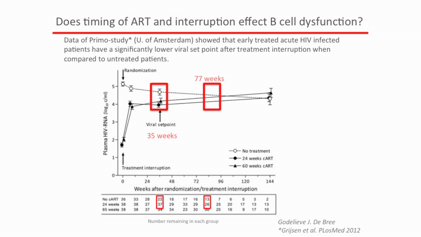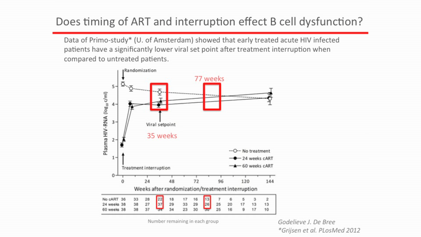So this was the study, and data from the Primo study showed that early treatment of acute HIV-infected individuals have a significantly lower viral set point after treatment interruption when compared to untreated individuals. So essentially what we're doing is comparing this line of individuals who have not been treated with treatment interruption. Individuals in these two groups have been treated with antiretroviral therapy for either 6 months or 60 weeks.